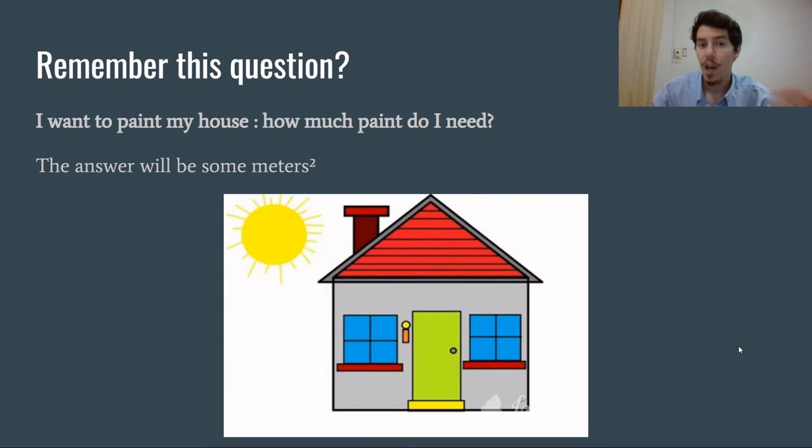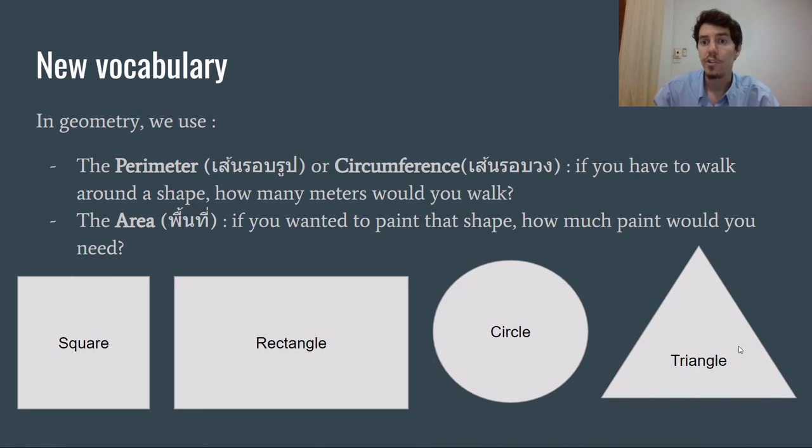So the question was how much paint I need to paint my house. The answer would be some meter squared or some square meters. Okay, guys, so to do the exercises in these lessons, we will need some new vocabulary.